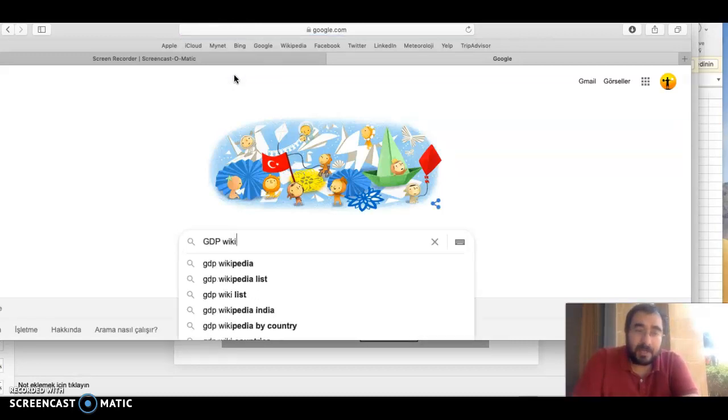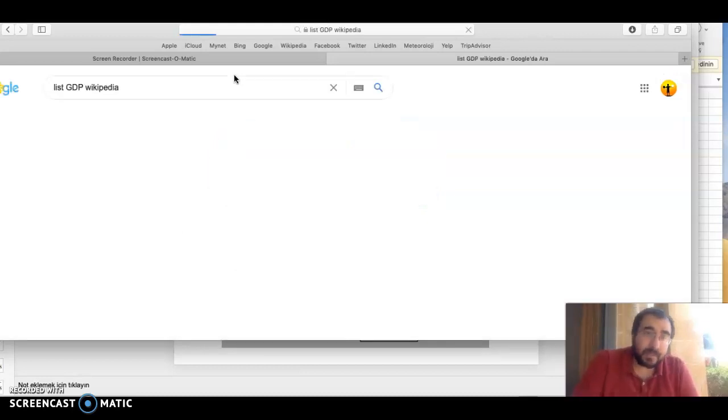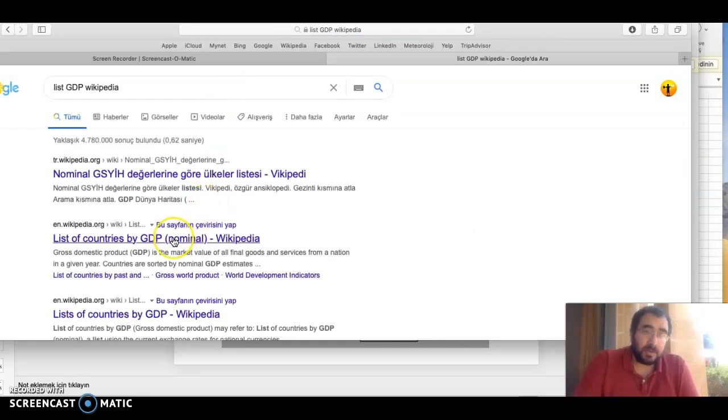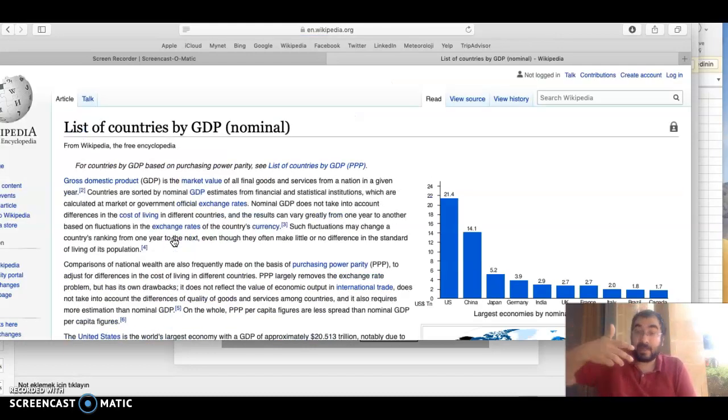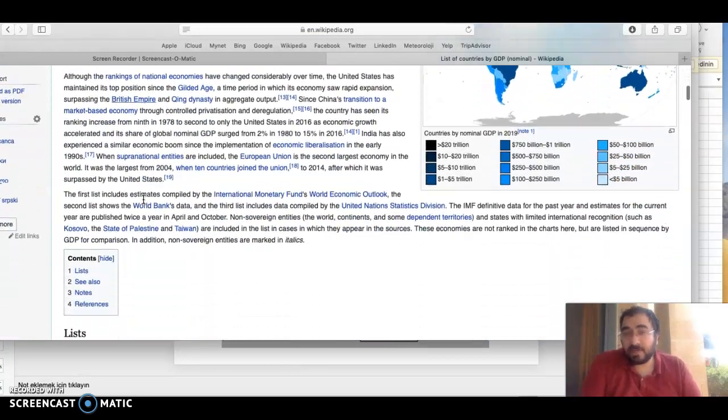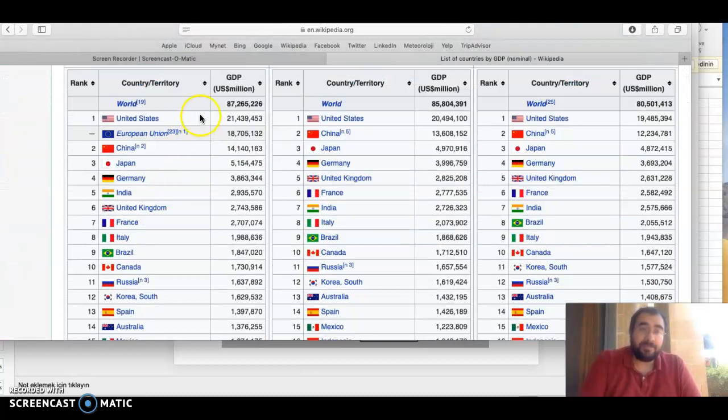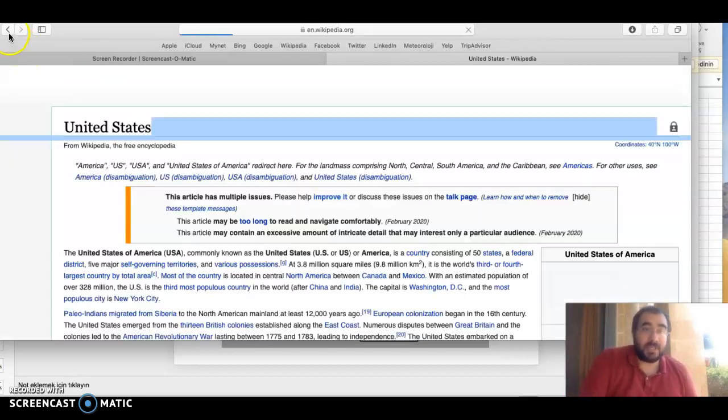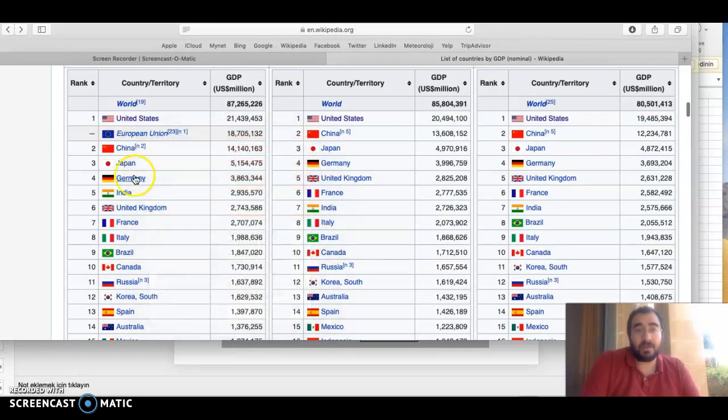So, the GDP Wikipedia list. List of countries by GDP, nominal. Nominal is good enough because you might use PPP, but you don't need to use real GDP since we are comparing GDP for the same year. This is GDP, not GDP per capita, which I asked you about before. The United States is the first one when you use nominal GDP, which is $21 trillion.